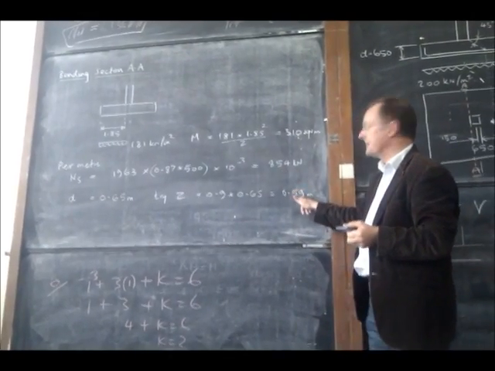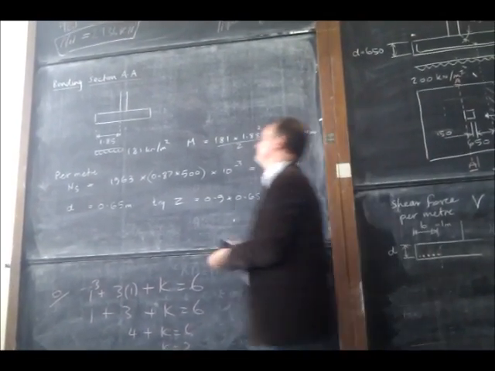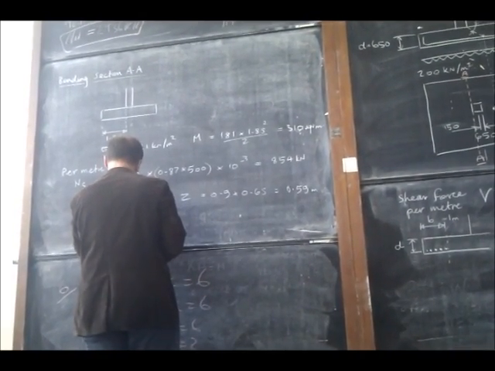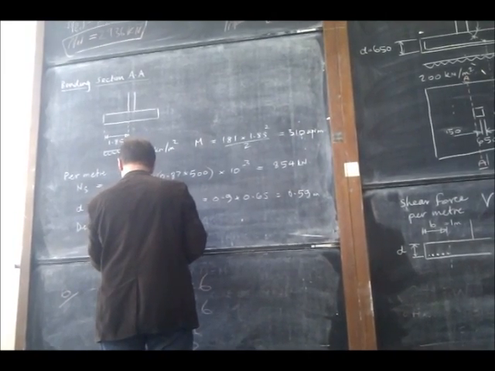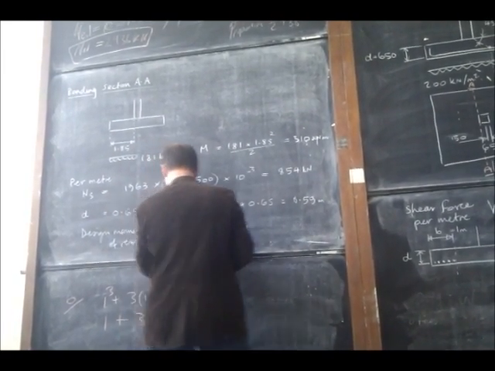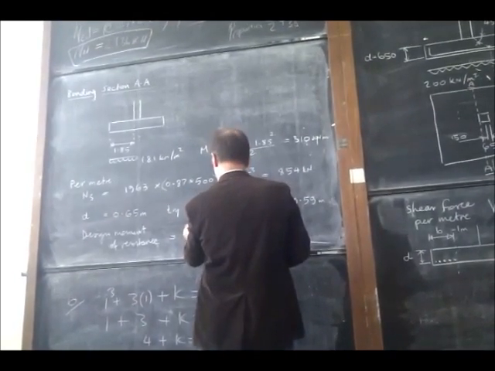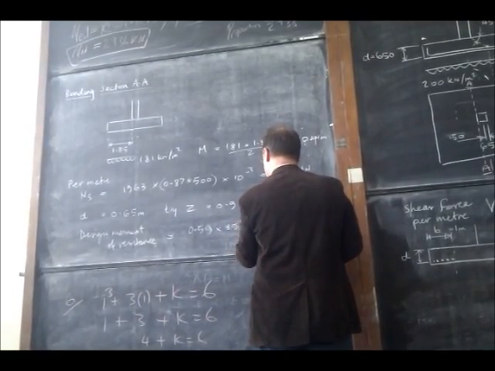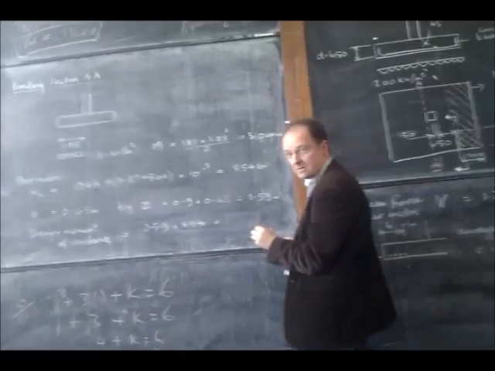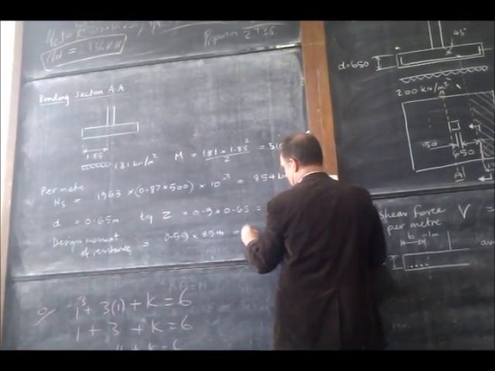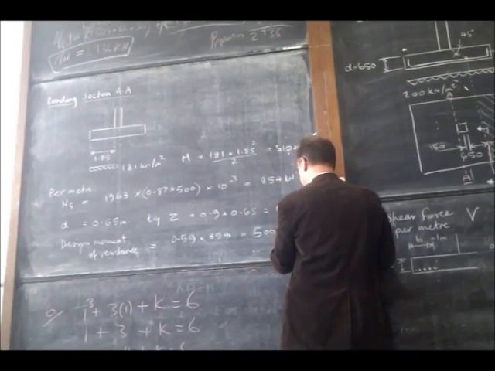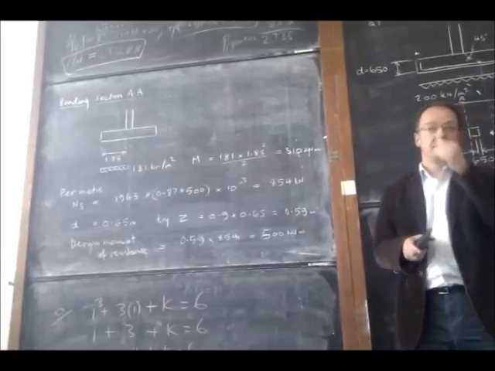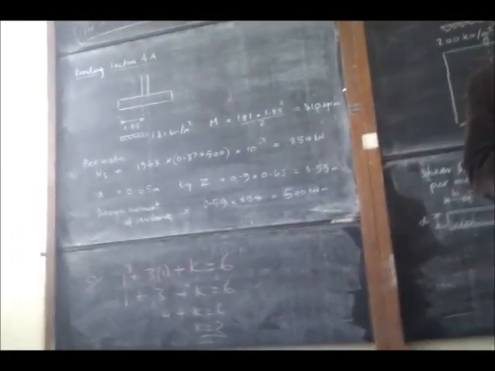Then the moment, 854 times 0.59. That's the moment of resistance. 499.6. How much? 499.6. 500. So there's a fair bit of reserve capacity. You weren't asked for the bending strength, but you know it's okay from the bending strength point of view as well.